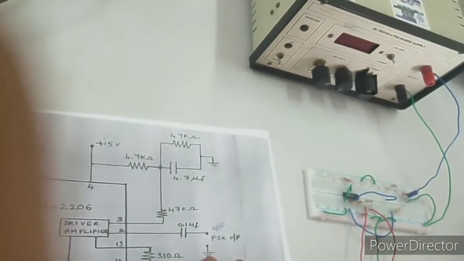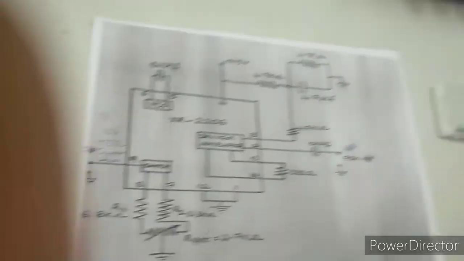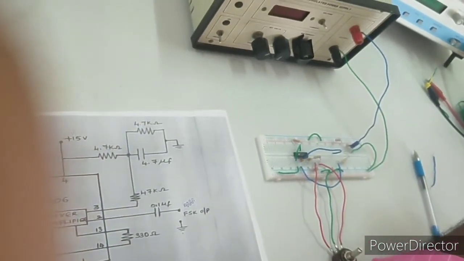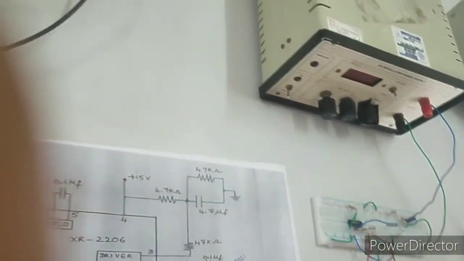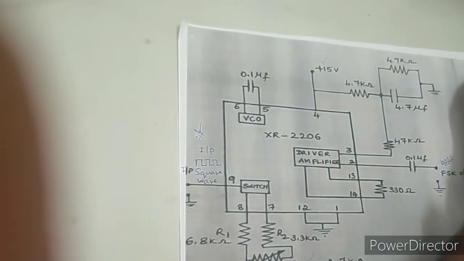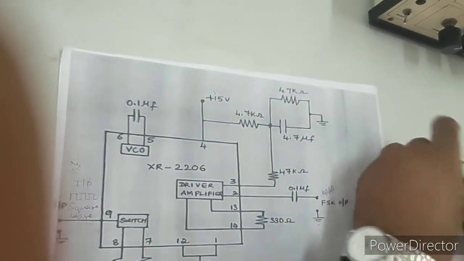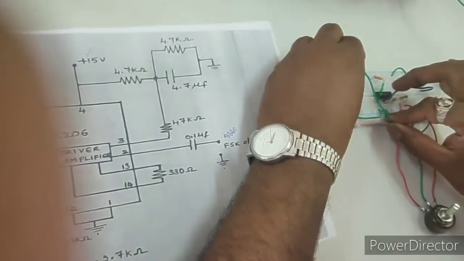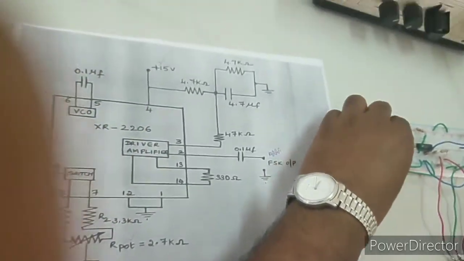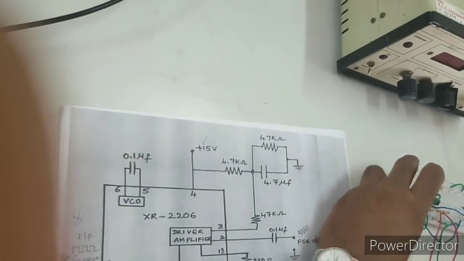And one more thing is there are some bias connections I have to do. So directly you can give 15 volts. I am taking this wire, that is pin number 4. I am giving bias connection. Here the positive rail is positive. This entire line is positive. Pin number 4 I have connected to the bias line.